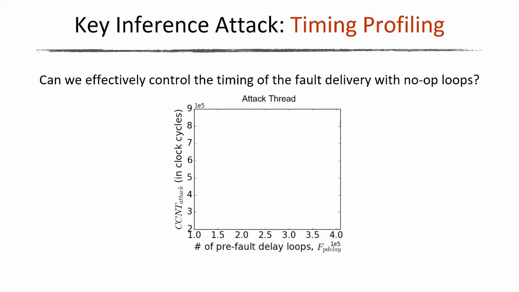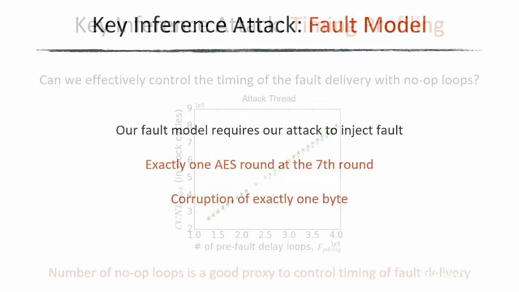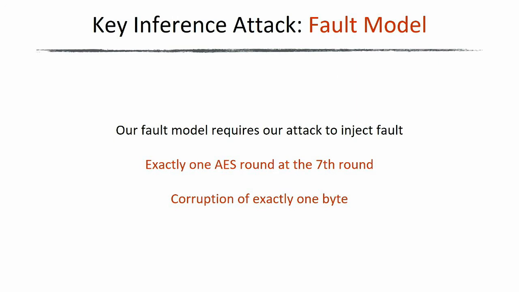So here we plot the number of no-op loops we use before the actual fault injection against the execution duration of the attack thread. So we see a clear, predictable linear relationship here. So this parameter that we're using actually offers a very good proxy for us to time the delivery of the fault injection.